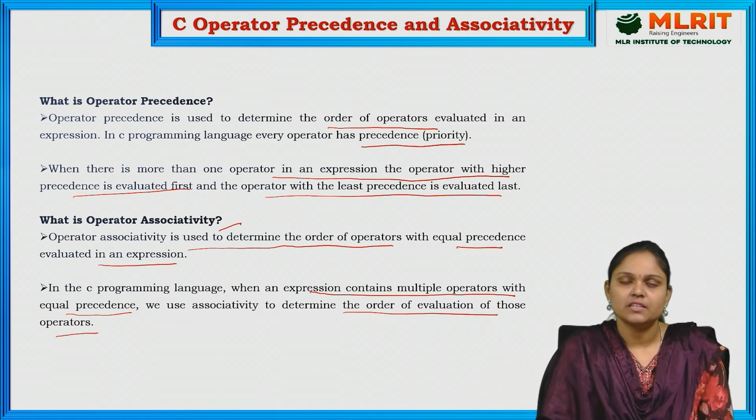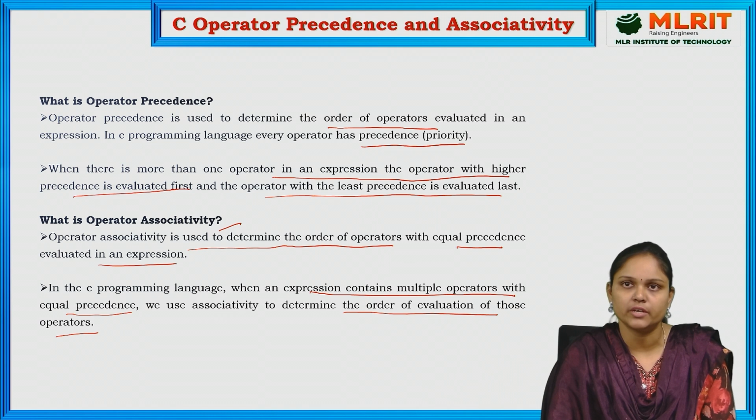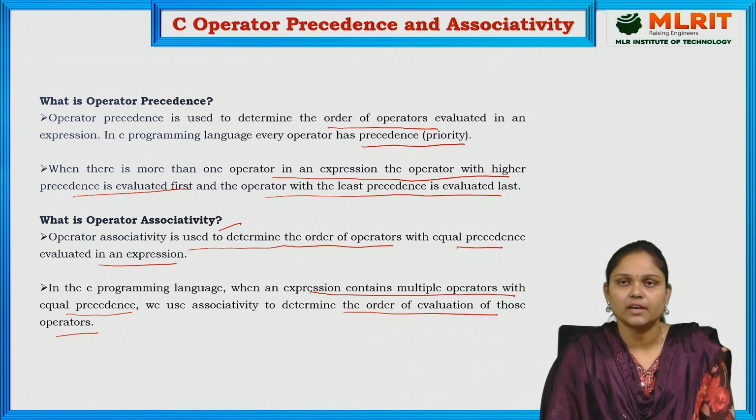So an expression is nothing but a combination of operators and operands, and it has two properties, precedence and associativity. Precedence tells which operator has the highest priority and is to be solved first. Coming to associativity, if we have multiple operators with equal precedence, it tells the order, whether we solve the left operator first or the right operator. So it tells the order in which the operators are solved.